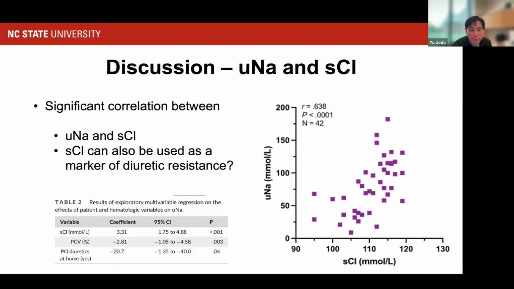And again, coming back to these findings, which are very intriguing. They found the urinary sodium and the serum chloride concentration were moderately significantly correlated. So as the serum chloride concentration decreases, the urinary sodium concentration decreases. That tells us maybe serum chloride can also be used as a marker of diuretic resistance. And then, as you can see here, the urinary sodium concentration and the serum chloride concentration were even more strongly associated with each other, more than BUN and more than oral diuretics at home.